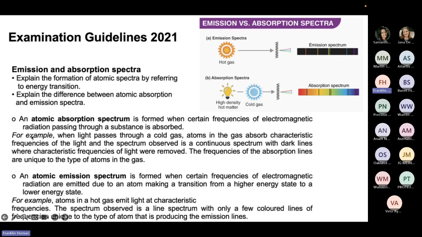Let's read through the rest of this definition. For example, when light passes through a cold gas, atoms in the gas absorb characteristic frequencies of light, and the spectrum observed is a continuous spectrum with dark lines where characteristic frequencies of light were removed. The frequencies of the absorption lines are unique to the type of atoms in the gas.